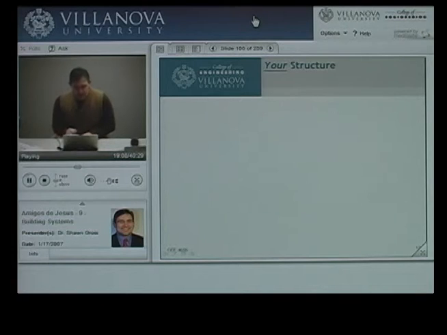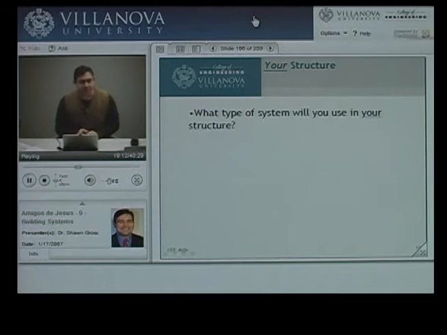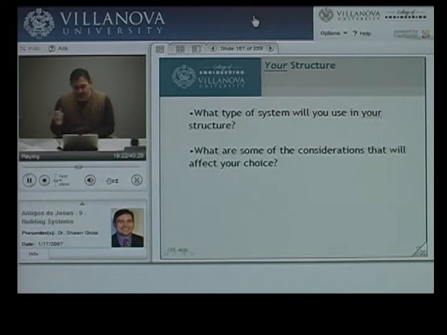So the key to what we want to do here is look at what do we do with your structure. What type of system are you going to use for your structure in Honduras? Well, what are the considerations that we want to look at? Let's just consider what are some of the things that are going to affect your choice. And think about what we started with at the beginning of the lecture. I'm not going to answer all the questions here. We're just going to pose them.